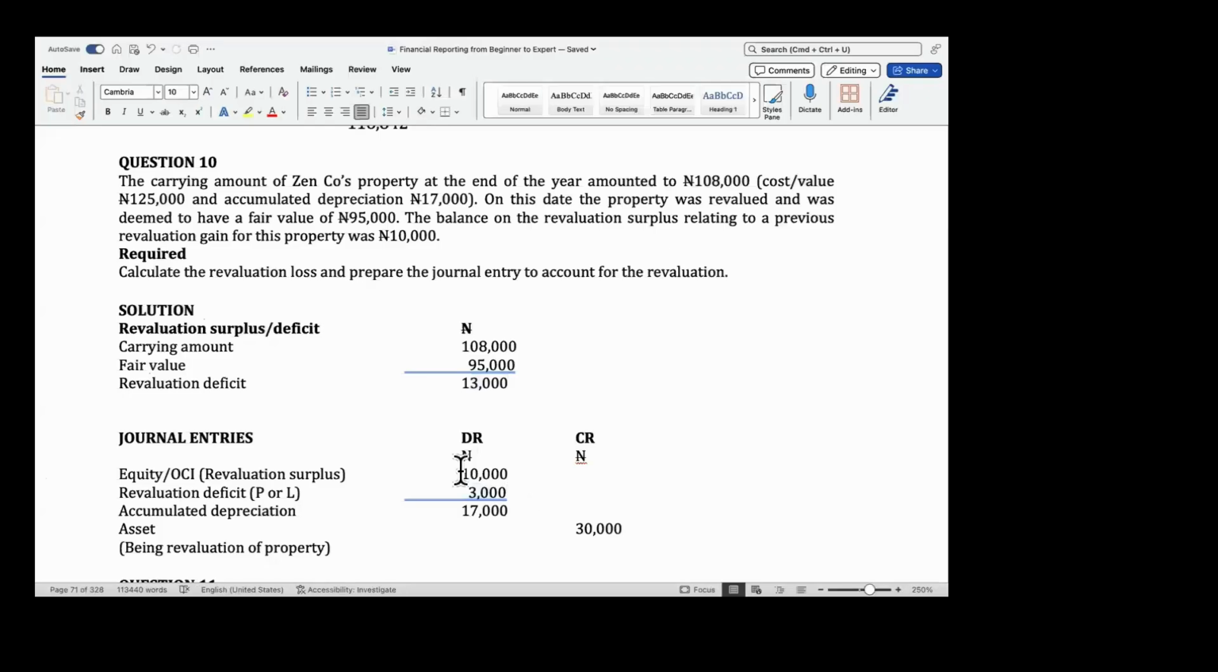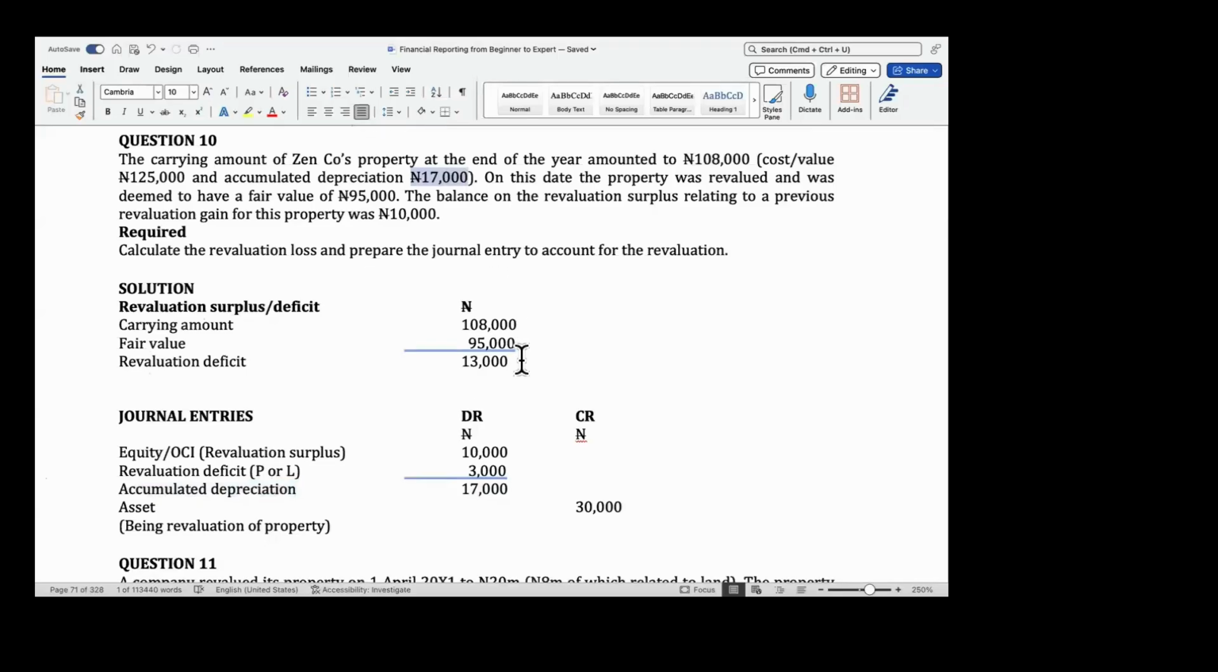Okay. So you will see that on my debit now, I have 13. On the credit, I have 30. There's a balance of 17 to make it balance. And I told you that that will always be the same as our accumulated depreciation. And if you look at it, it was truly 17,000. Then everything balances. And this is what we are talking about.